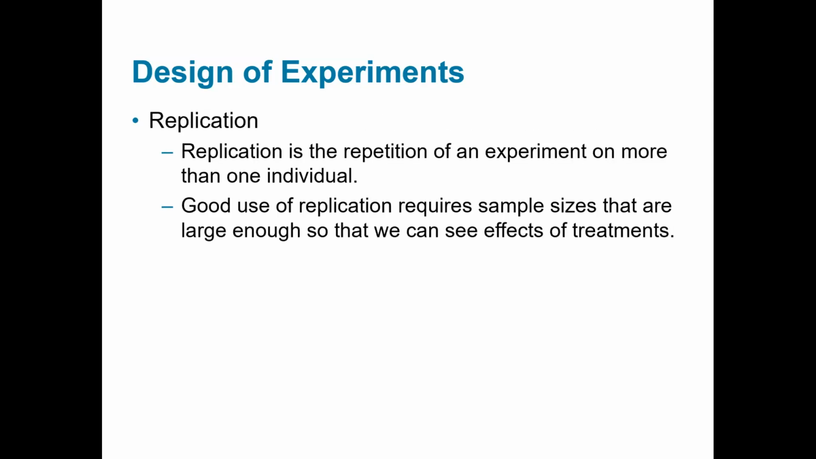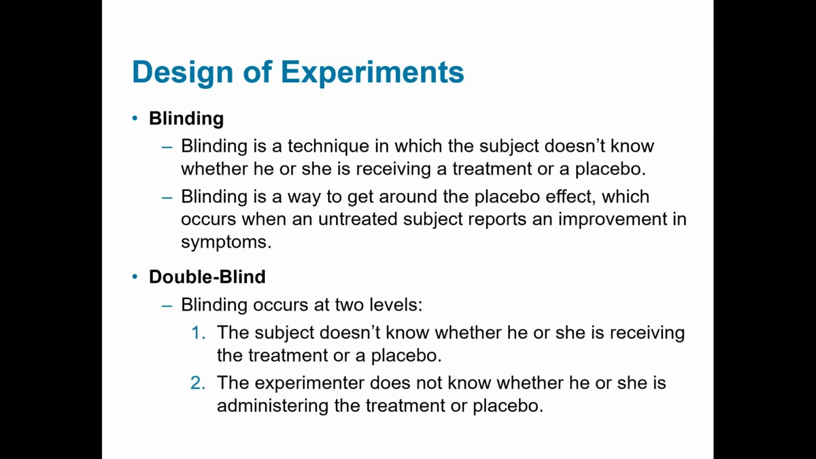When we talk about replication, it's the repetition of an experiment on more than one individual. So it's not really enough to say that this worked on one person or one subject, but really needs to be able to be replicated. Good use of replication requires sample sizes that are large enough so that we can see the effects of treatments. If we're only looking at 5 people and we want to make an assumption about the entire population, that's really not going to be replicated enough for us to say for sure.